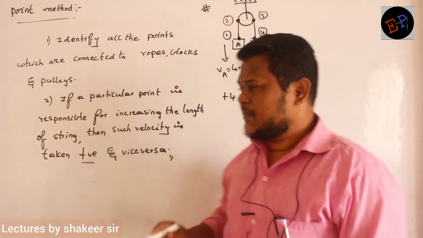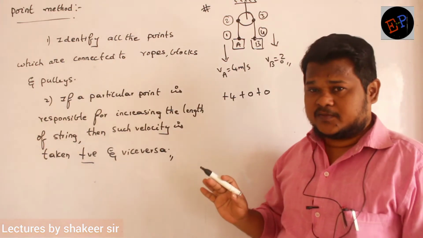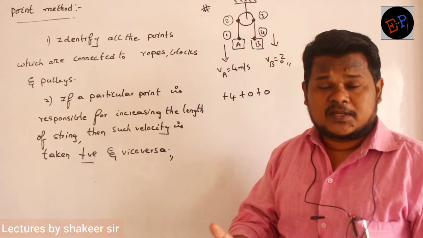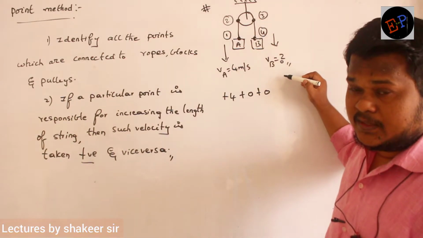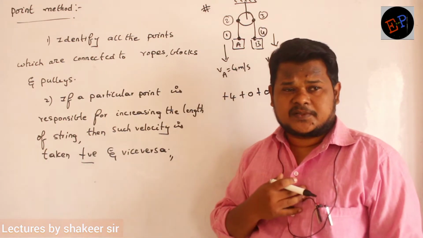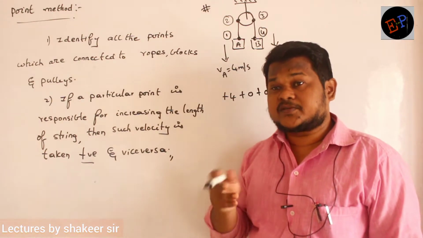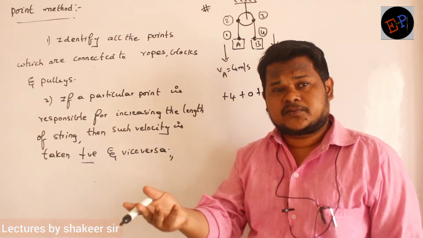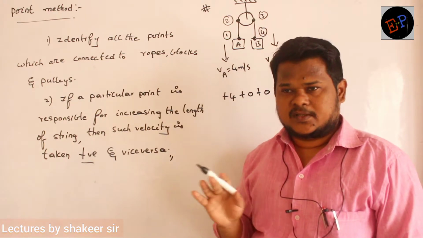Are you able to understand? So when I see this point number 4, I don't know whether it is moving upwards or downwards. So what will I assume? I will assume something. Clear? I will assume that this point is going downwards. It may be correct also, it may be wrong also. If it is correct, what happens? If it is correct, my answer will be positive. If it is wrong, my answer will be negative. If you get a negative answer, you have to understand that your assumption is wrong. Are you able to understand?